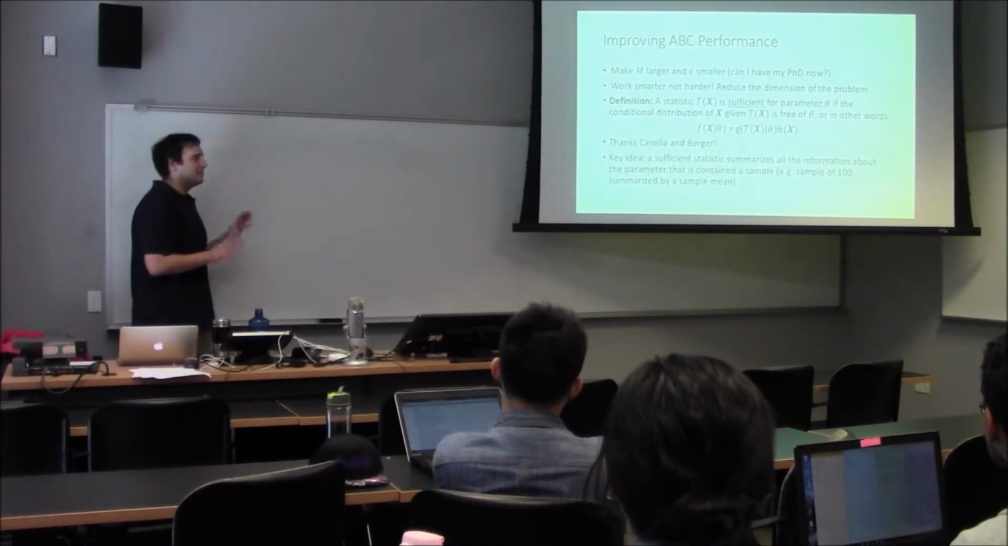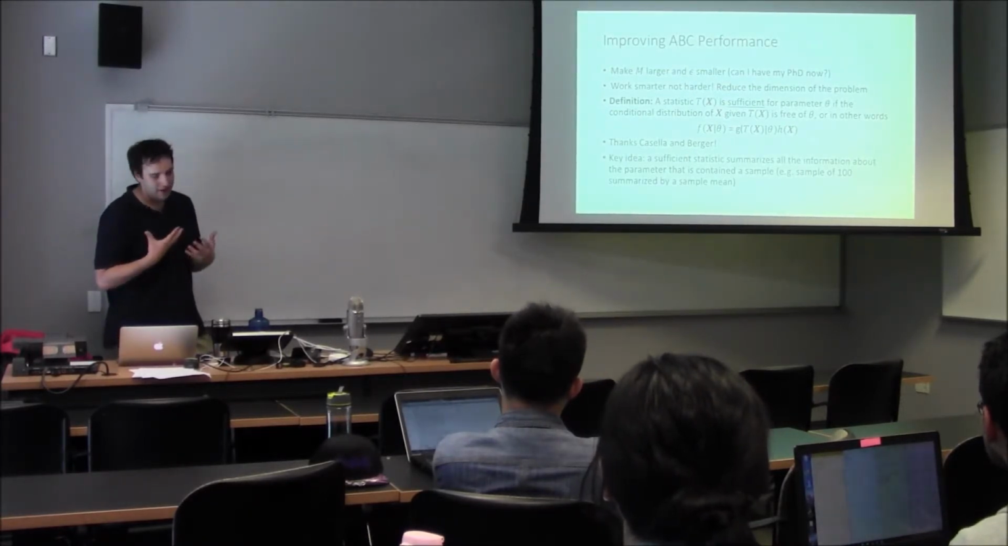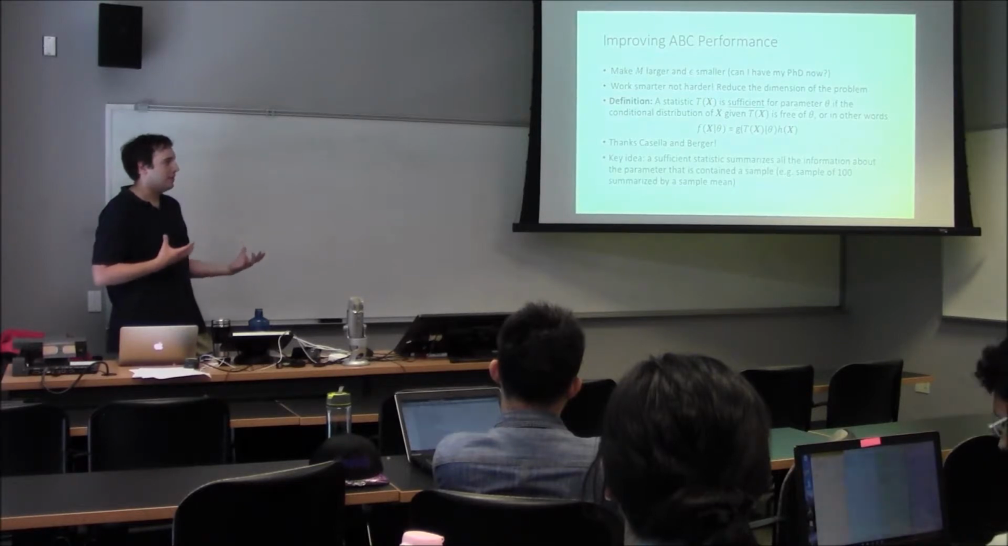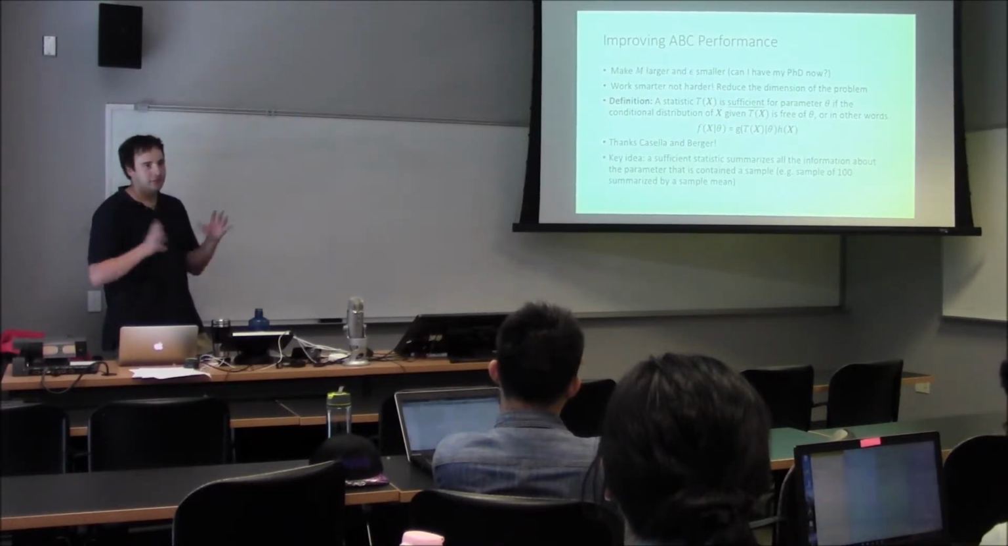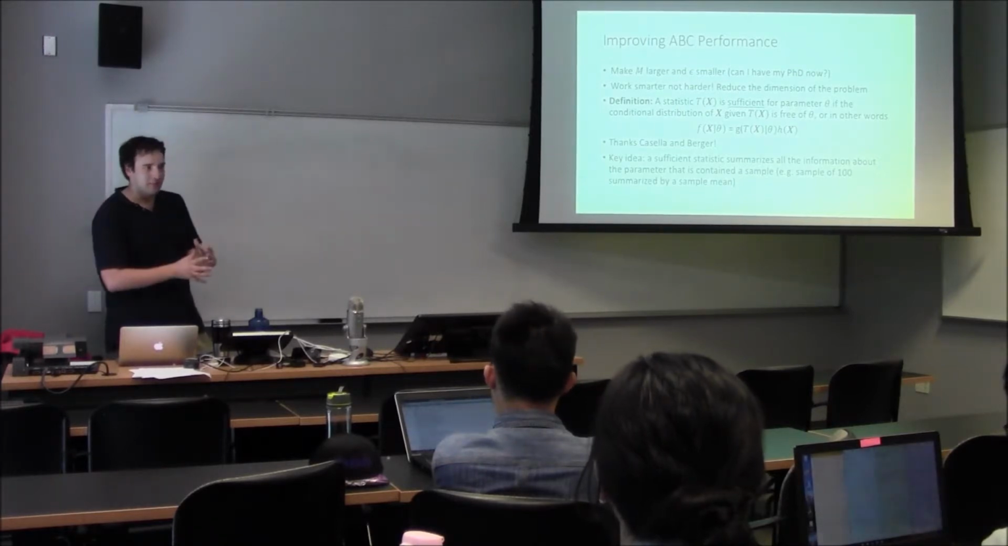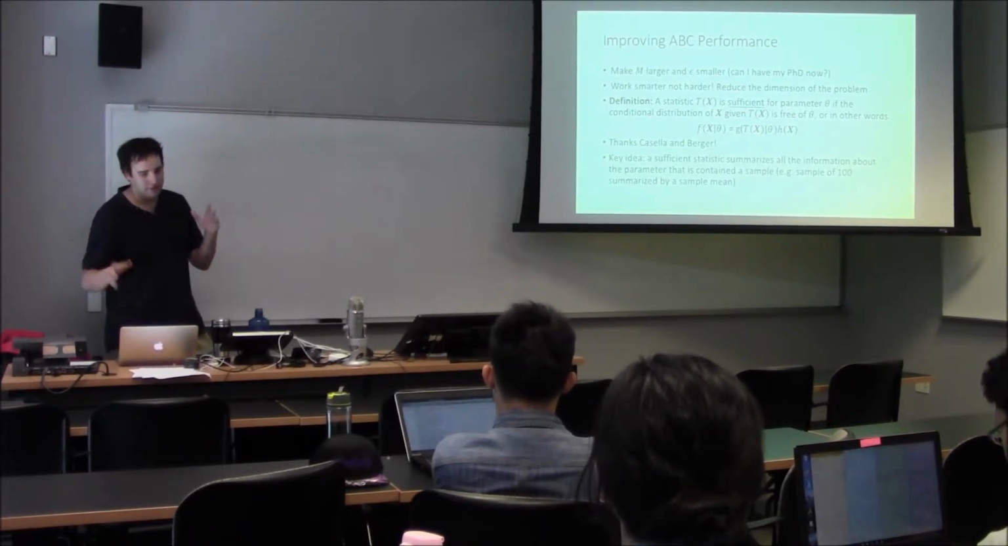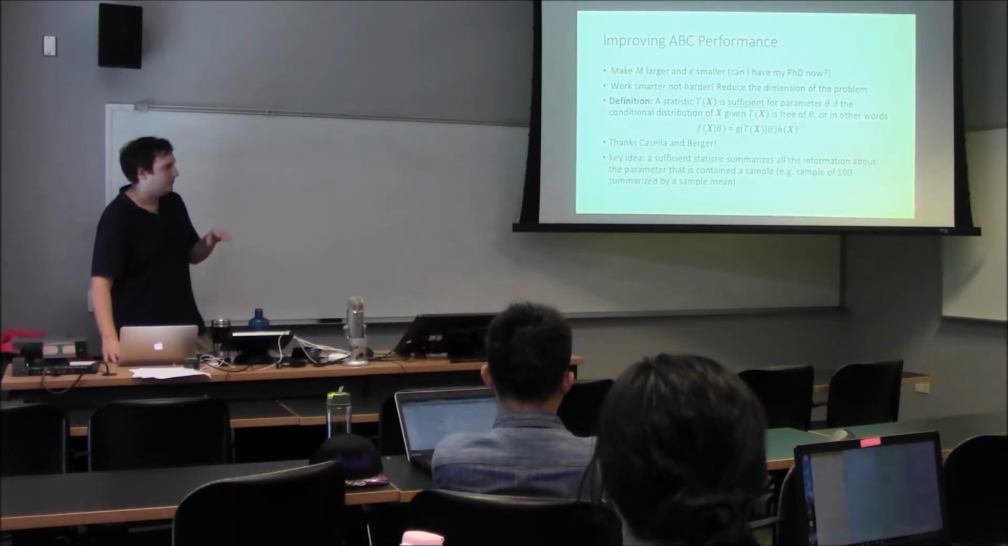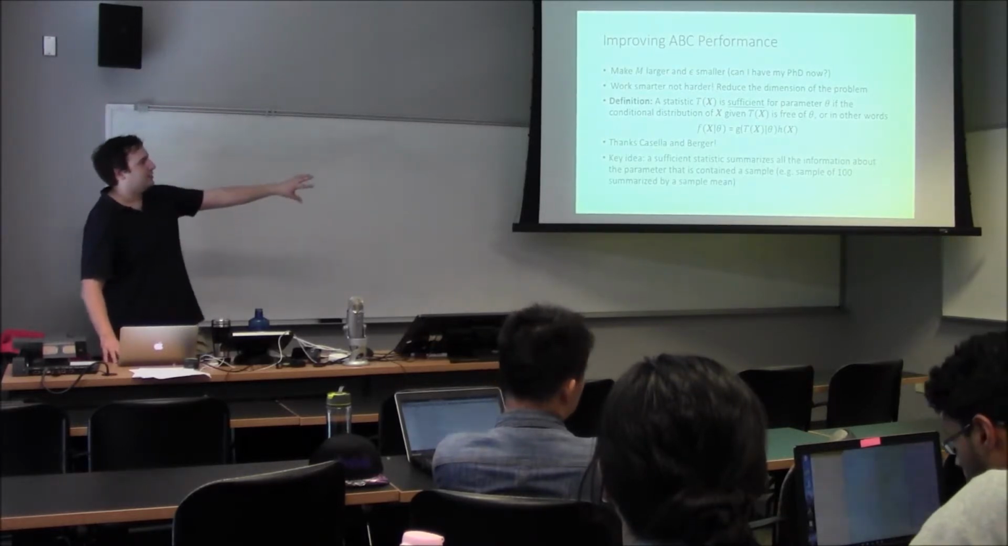So the key idea here is that sufficient statistics summarize all the information about the parameter that's contained in the sample. The simple idea is you can take a sample of 100, but you can easily summarize it by a mean, which is only one dimensional, assuming it's normal and you know what the variance is, and all details.